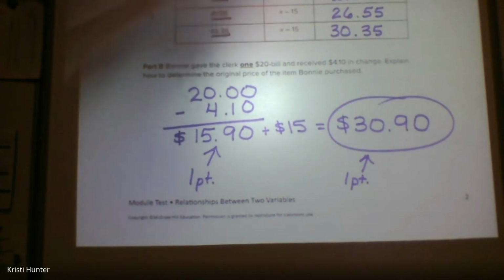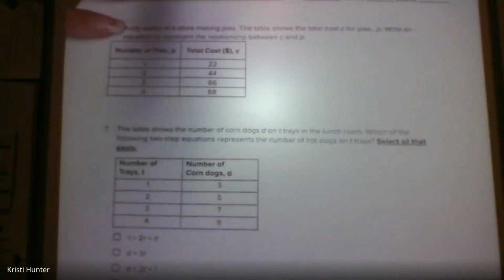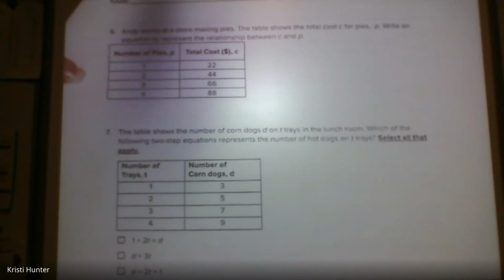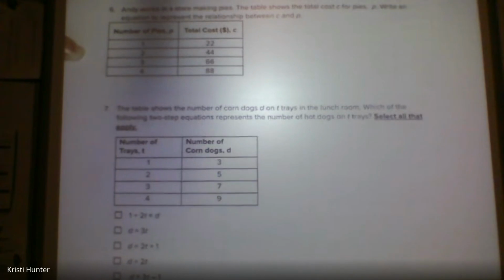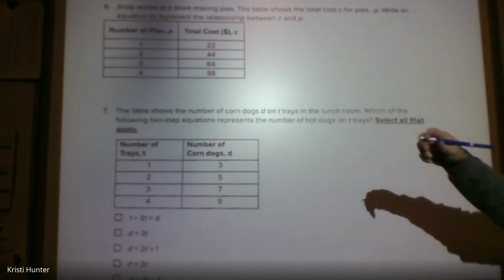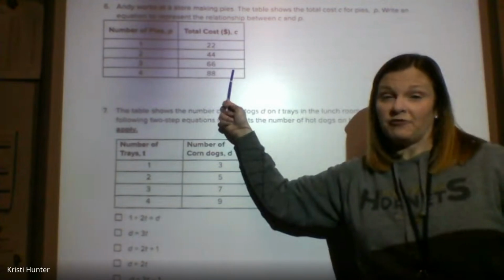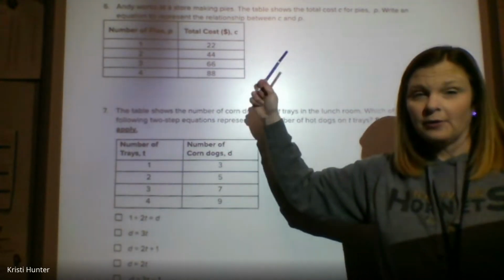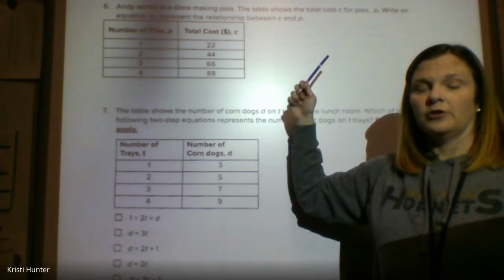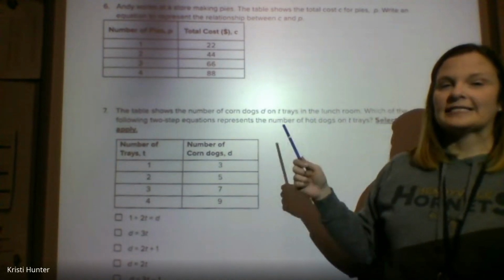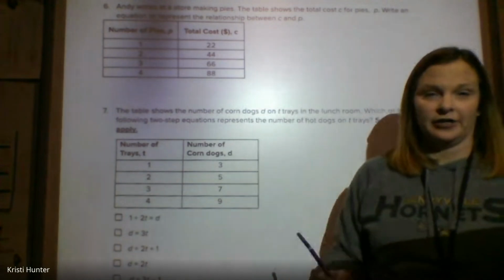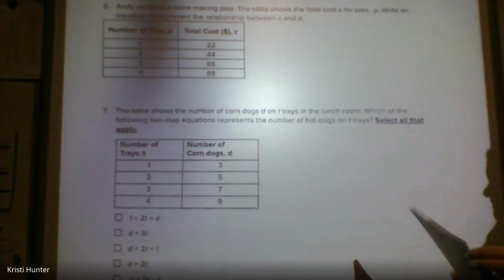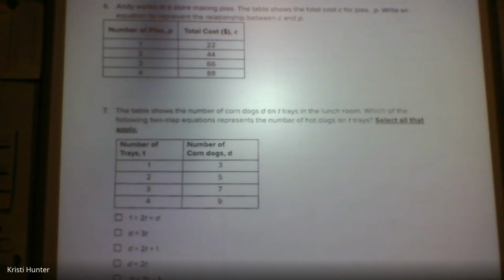Okay, then we'll keep going. All right, that takes us to number 6. So now we have an input-output table completely filled out, but we're missing the rule. So that's something that we're going to have to work on here, and that's what our question's going to ask us.